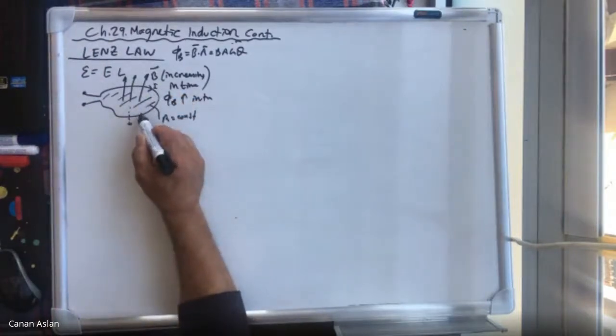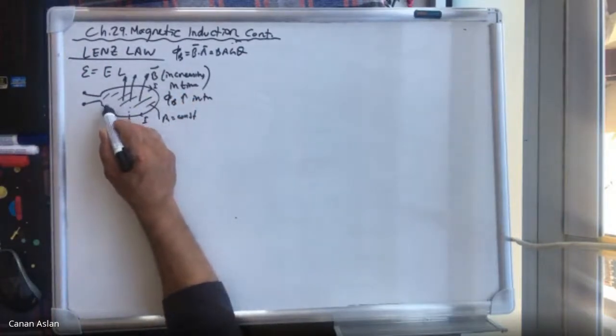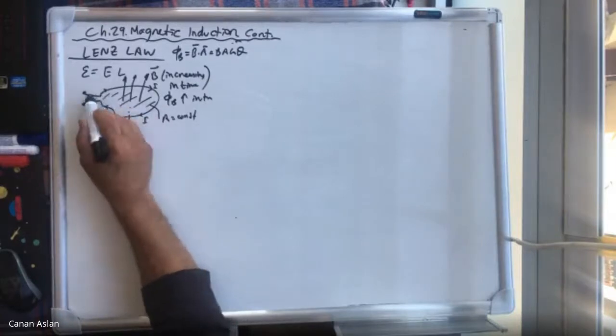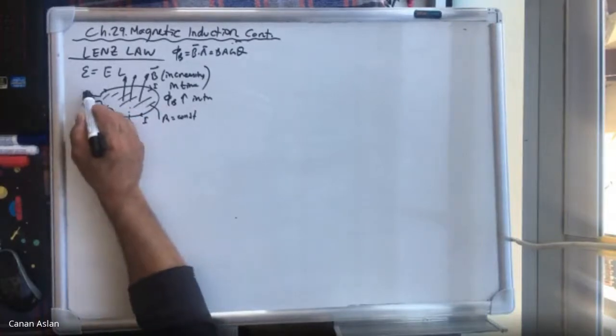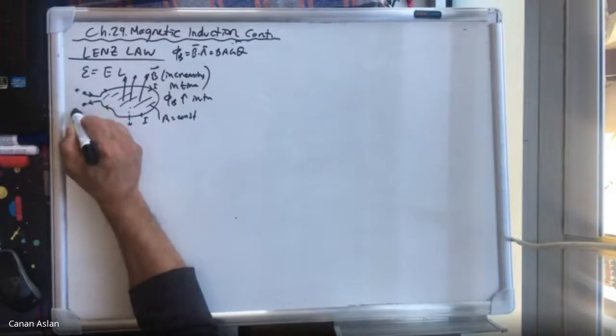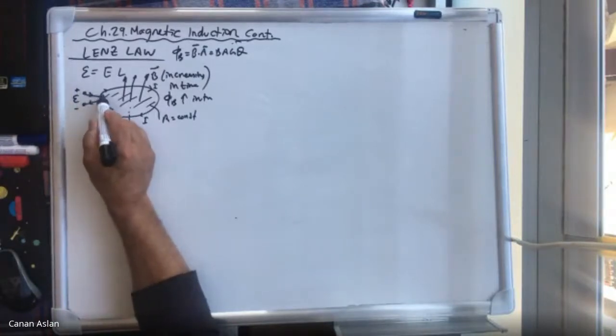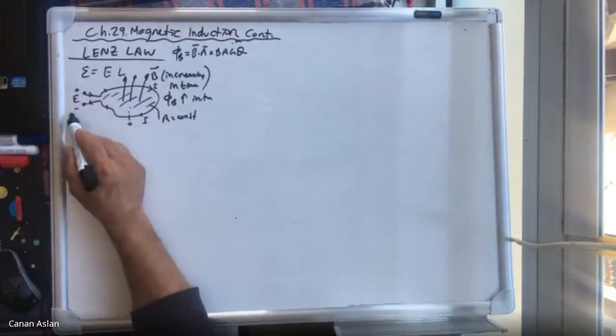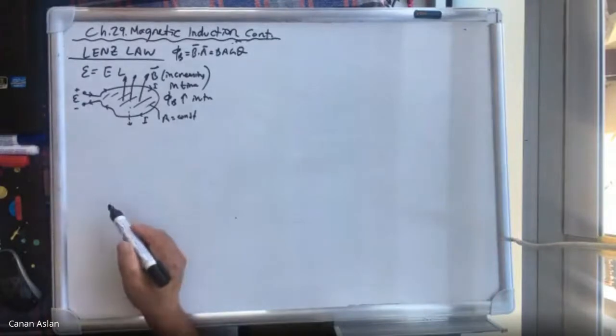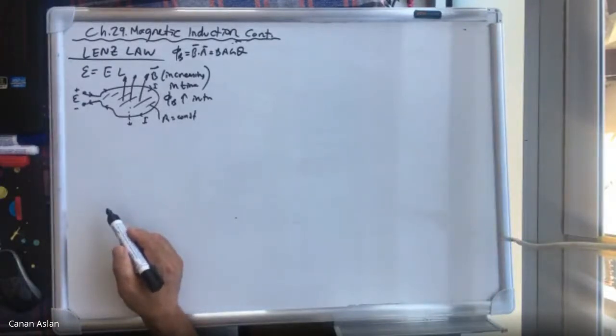So the current will start from here and then arrive at this point. In this case, this should be plus and this should be minus, if we assume that there is a power supply which is pushing the current from the positive terminal and accepting current to the negative terminal. This is how you can find out the polarity of this potential difference. We learned this earlier.